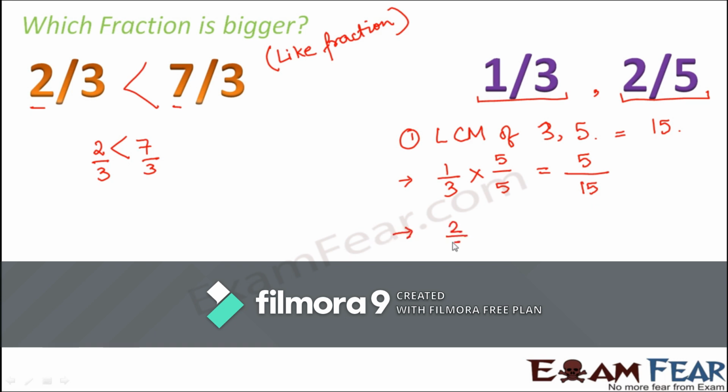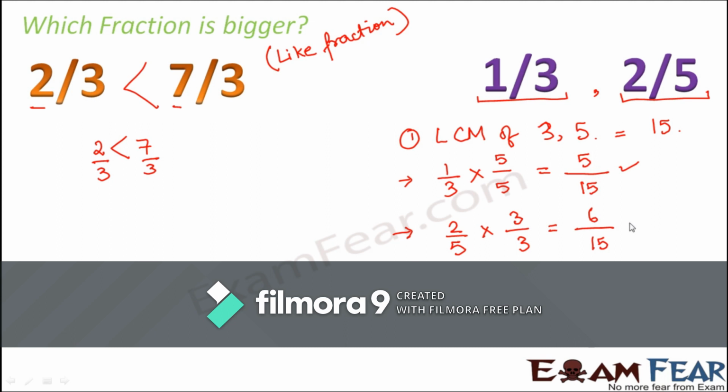Similarly, we will do it for the other fraction, that is 2 by 5. So we want to multiply the numerator and denominator by the same whole number such that in the result the denominator is 15. So 5 into 3 is 15. So we will multiply the numerator also by 3. So this becomes 6 by 15. So you see here, 1 by 3 and 5 by 15 are equivalent fractions because they represent the same value. Similarly, 2 by 5 and 6 by 15 are also equivalent fractions because they represent the same value.